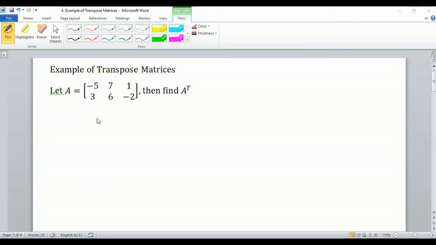Example of transpose matrix. Let A equal minus 5, 7, 1 and 3, 6, minus 2, with dimension 2 by 3. Then you need to find A power T. We already know from the definition that if it is m by n, the dimension of A power T is n by m, so A power T is 3 by 2.